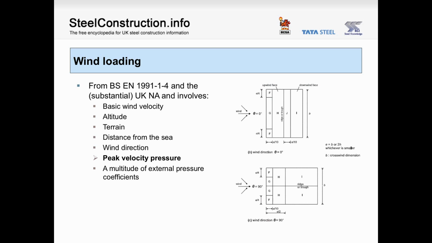We then combine the peak velocity pressure with pressure coefficients. So depending on the direction that the wind is blowing with respect to the structure, there is a range of coefficients that we consider over different areas of the roof and over the walls. There are also internal pressure coefficients. These can be calculated based on the permeability of the walls and the roof, or the Eurocode says we can take both plus 0.2 and minus 0.3.